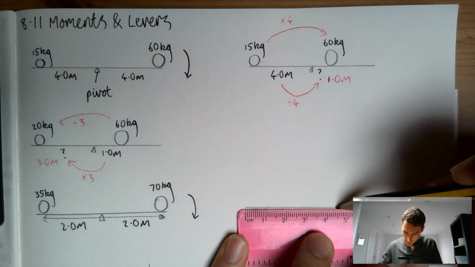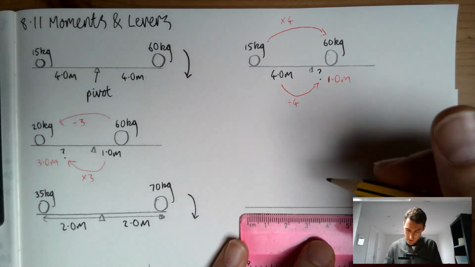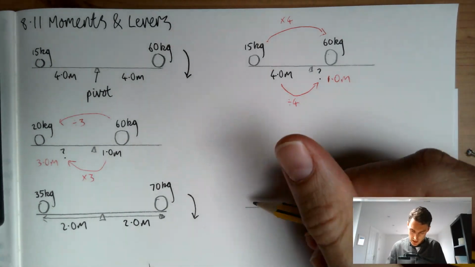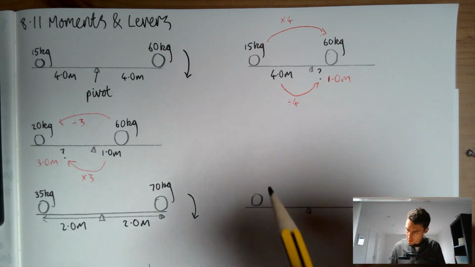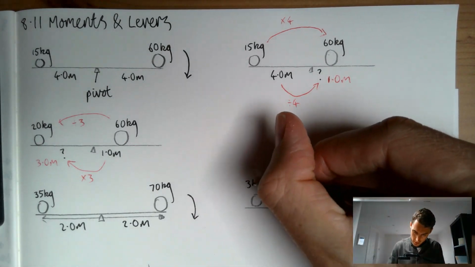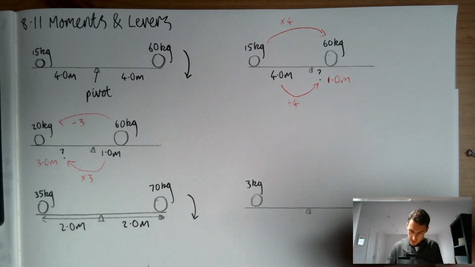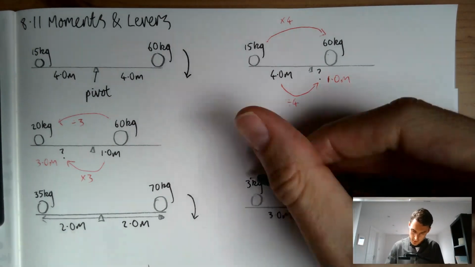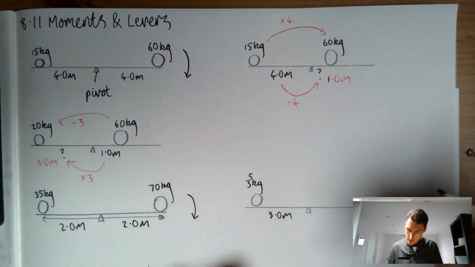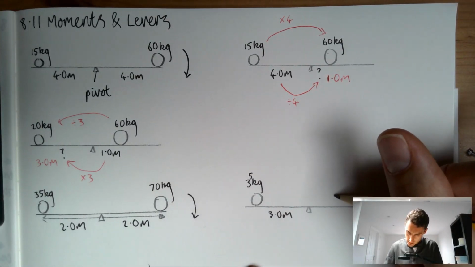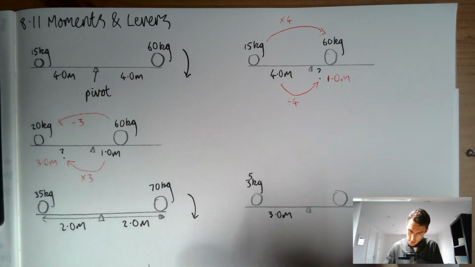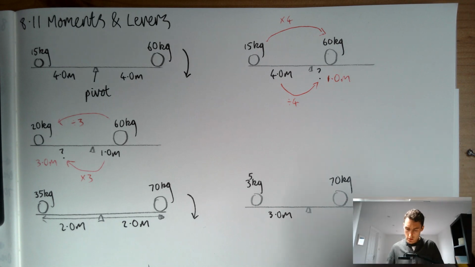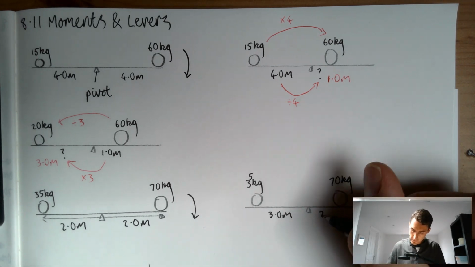a lot of drawing to do here, isn't there? And again, you might not wish to do all these. You might want to get straight to the whiteboard sooner, but I'm going to go through quite a few here. Let's say now my son, who is 35 kilos, sits 3 meters away this time. Sorry, I've missed a 5 out there. 35 kilos. And I am 70 kilos. So how far away am I going to have to sit from the pivot?